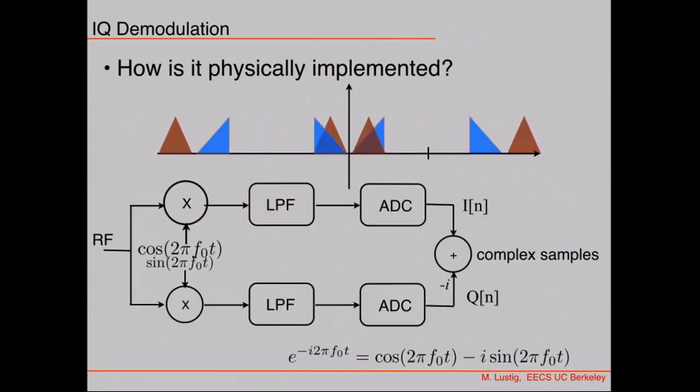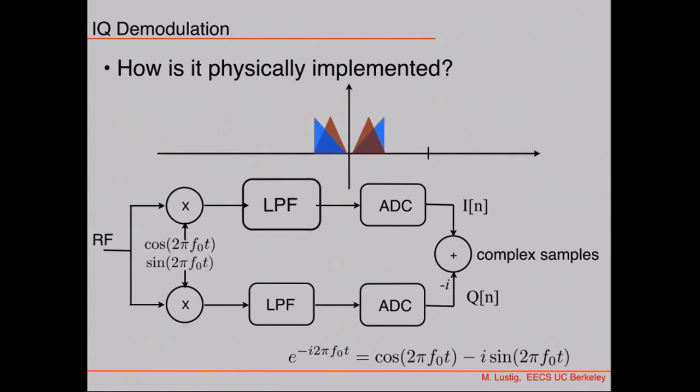Now I'm going to sample this. This is conjugate symmetric, right? So the samples that I get are real. The samples over here are real valued. Do you agree? I multiply by a cosine, I low pass filter, compute an ADC, so the samples I get here are real valued.